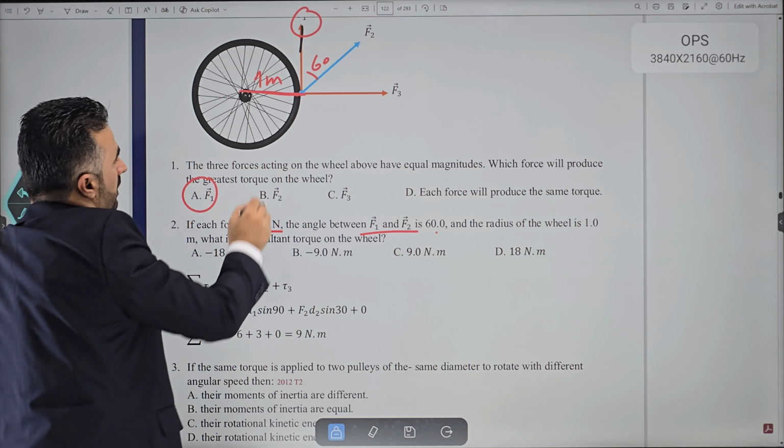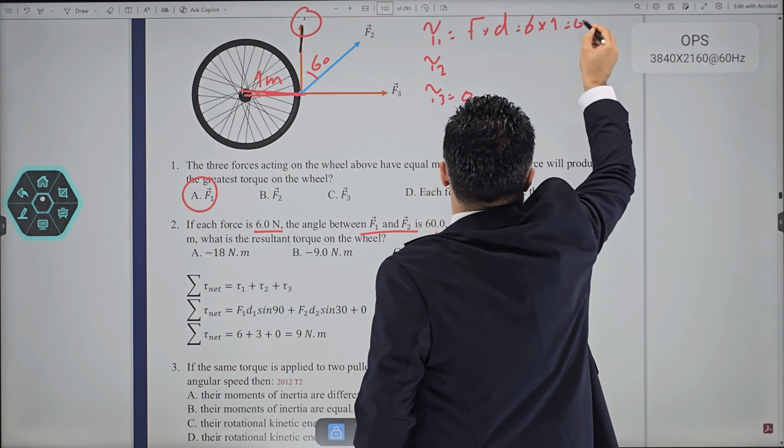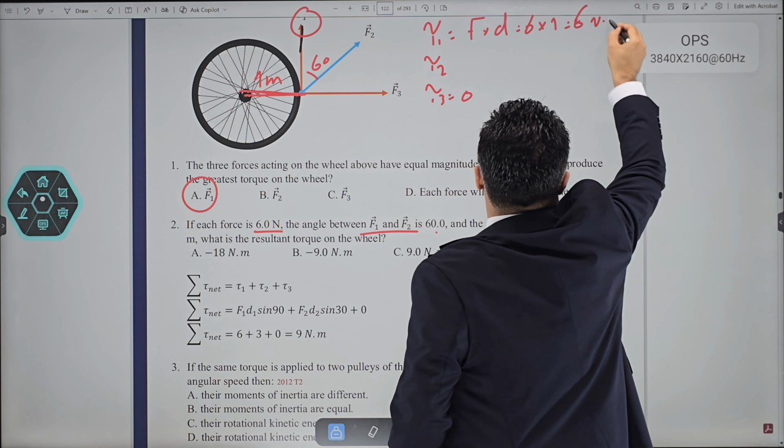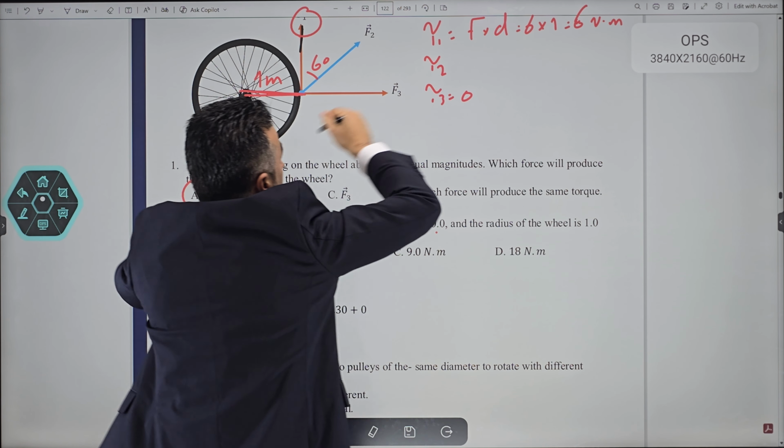We have 3 forces, so there are supposed to be 3 torques: torque 1, torque 2, and torque 3. We can say torque 3 is 0 right away because it is passing through the axis of rotation. What about torque 1? Force times the distance. The force is 6, the distance is 1, so just 6 Newton meter. But which way is it rotating here? You can see that it's counterclockwise, so it is positive.